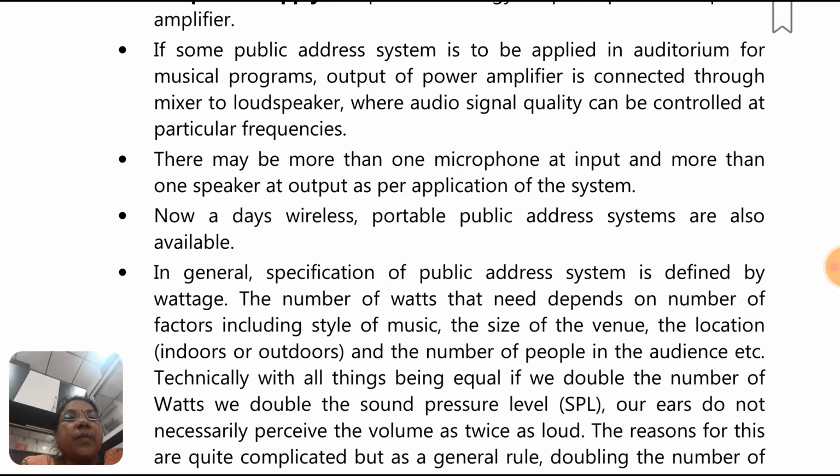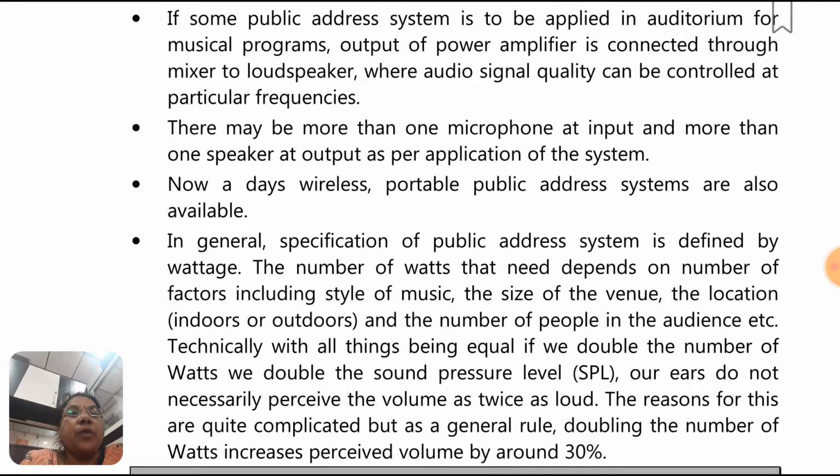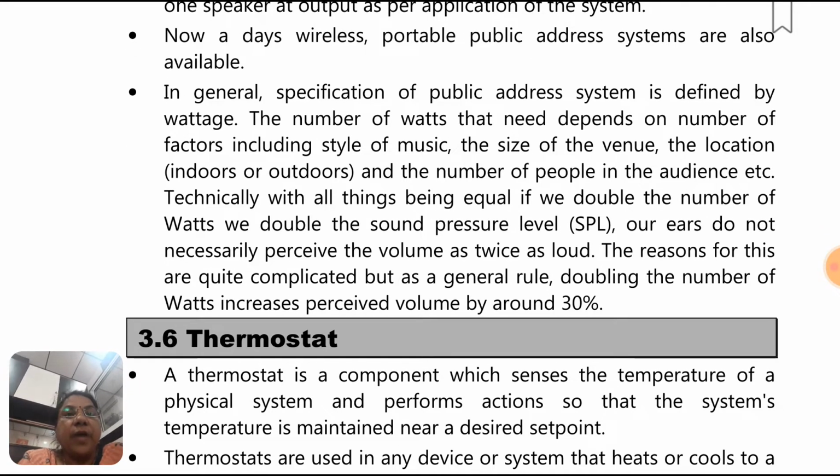In some cases, a public address system is applied in an auditorium for musical programs. The output of the power amplifier is connected through a mixer to the loudspeaker, where audio signal quality can be controlled at particular frequencies. There may be more than one microphone at the input and more than one speaker at the output as per the application of the system. Nowadays, wireless portable public address systems are also available.